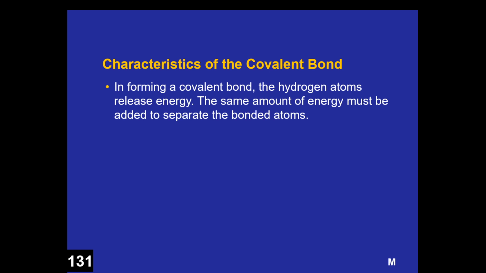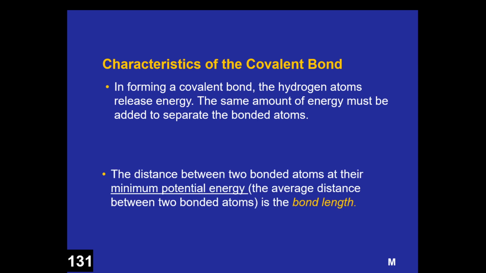So, in forming a covalent bond between two hydrogen atoms, energy is released. This is the same amount of energy that has to be added to separate the bonds. Engineers understand this idea: if you want to see how strong something is, you break it. So the energy it takes to break a bond between two hydrogen atoms is the bond energy. And that's also the energy released when two atoms form a bond. So the energy it takes to break it is the same as the energy it takes to make it.